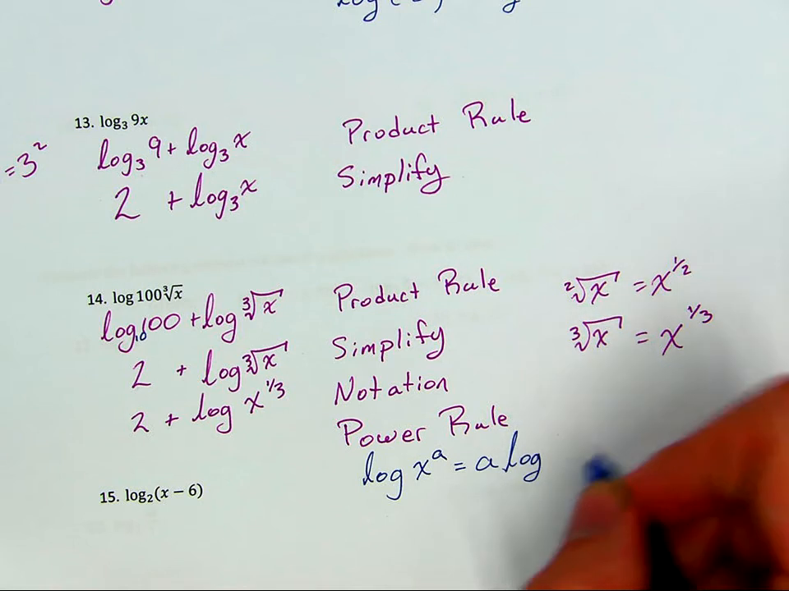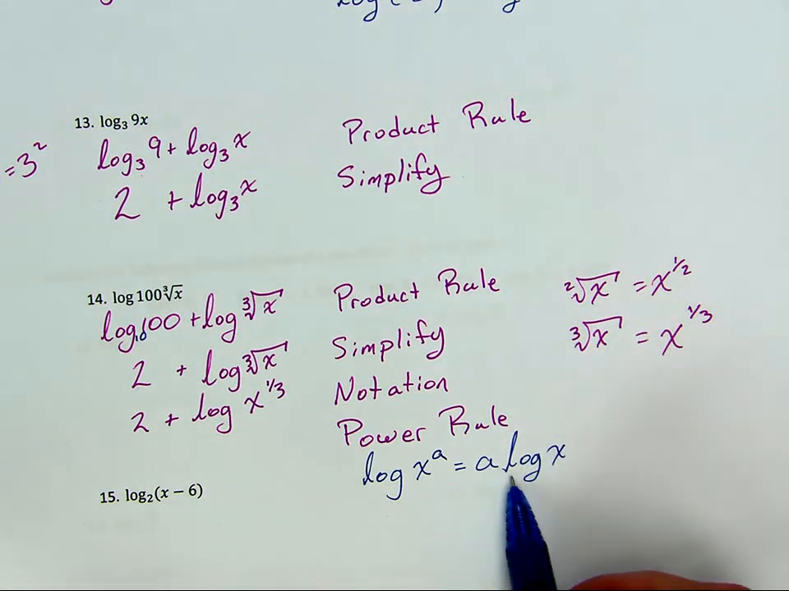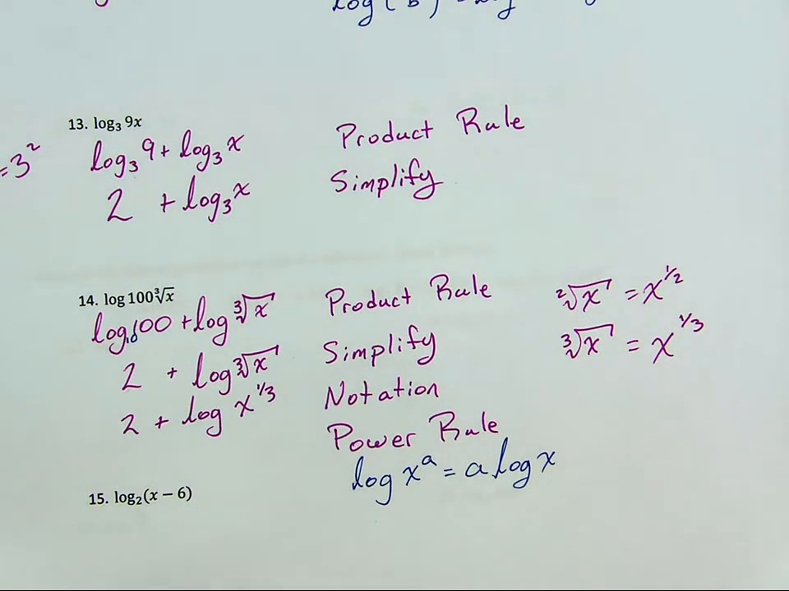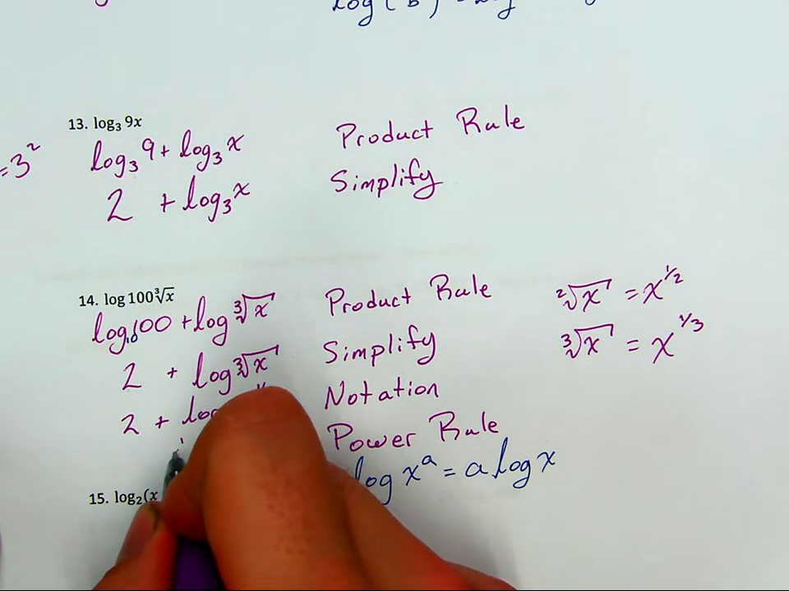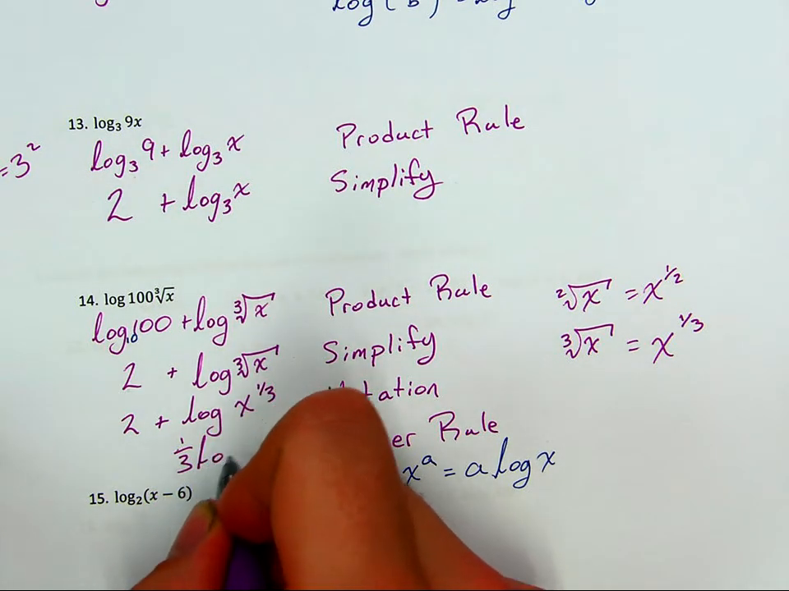So we want to do the same thing with that 1/3. Take that 1/3, use the power rule on it, move that 1/3 into the front of the log. So that turns into 1/3 log of x. So number 14, we should end up with 2 plus 1/3 log of x.